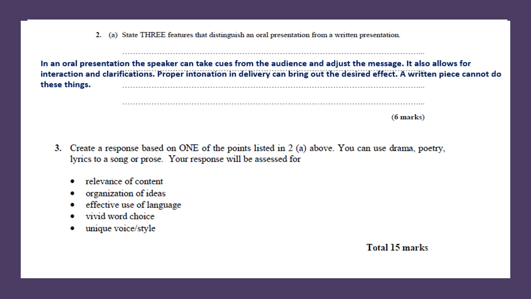So in the exam, if you're there and you see the issue that was talked about in the previous text is smoking, for instance, you can do a response like what I'm about to show you here. So the question would read, create a response based on one of the points listed above. You can use drama, poetry, lyrics to a song, or prose. Your response will be assessed for all of that there.